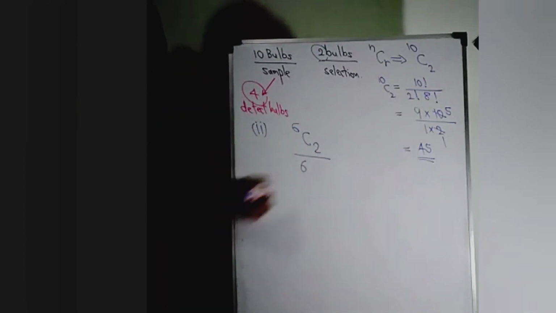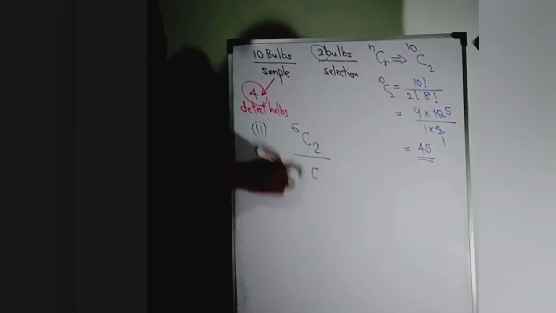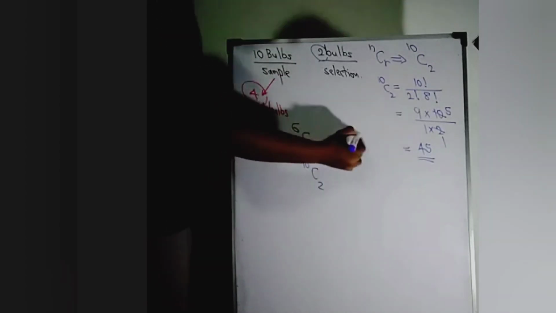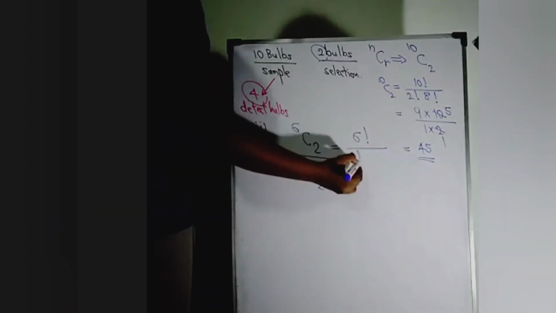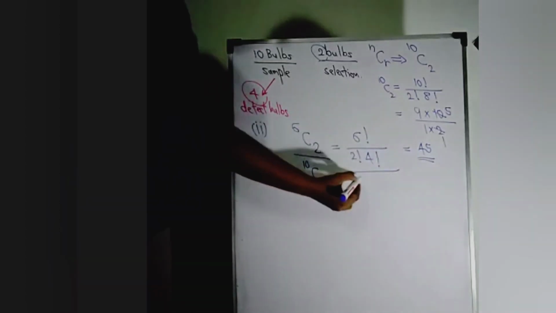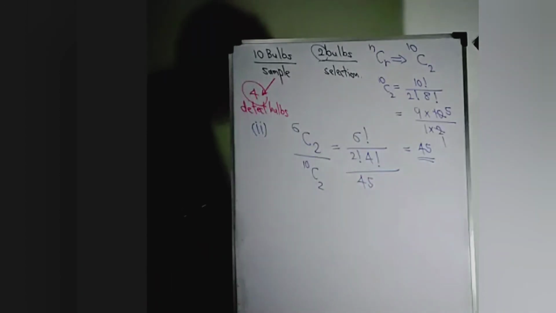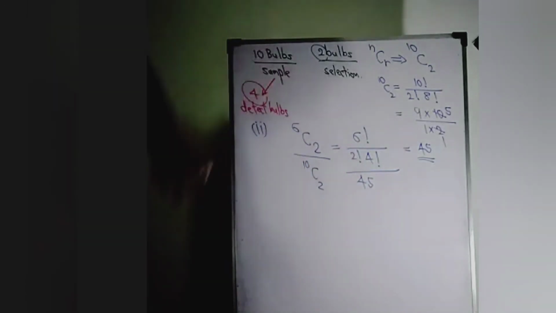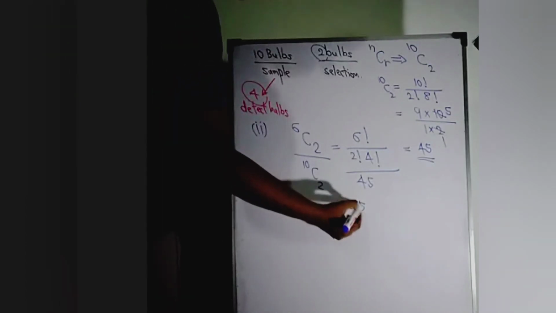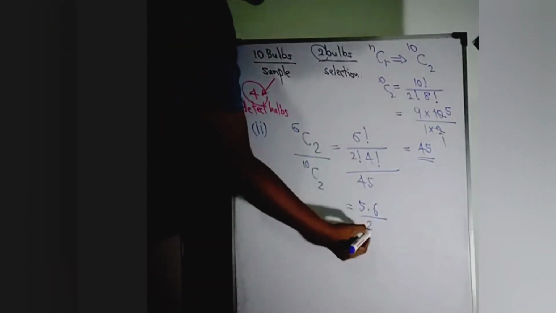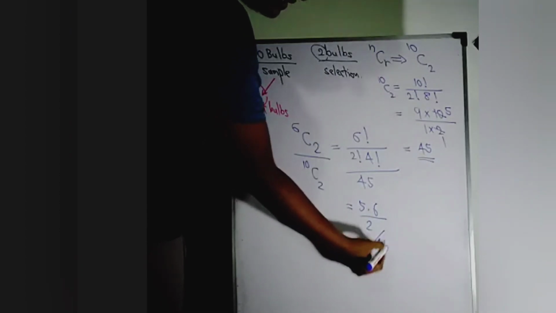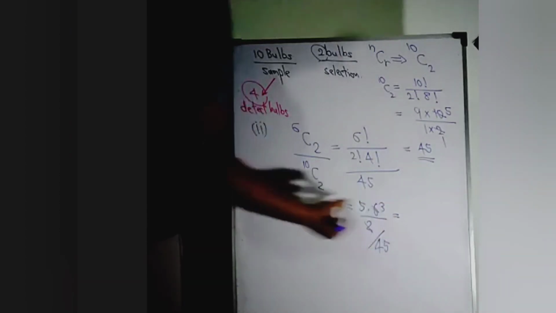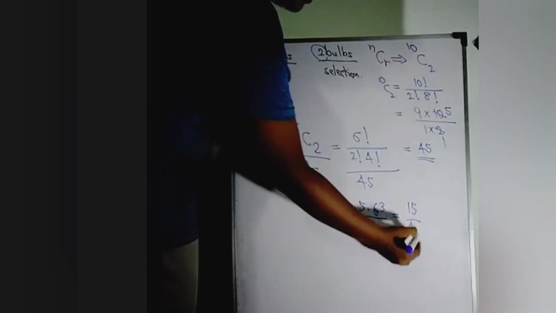6C2, sample space is 10C2. 6C2 is 6 factorial over 2 factorial times 4 factorial. The denominator is 45. 4 factorial cancels out 1, 2, 3, 4 products. We are left with 5 and 6. 5 times 6 divided by 2 factorial, which is just 2. Denominator is 45. 5 times 3 is 15. 15 over 45. Equivalent fraction is 1/3.